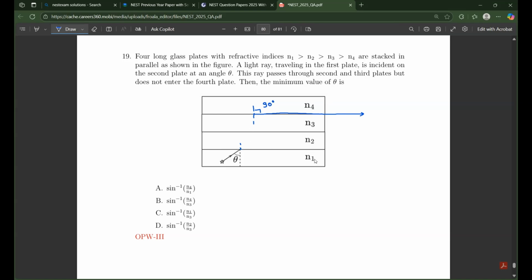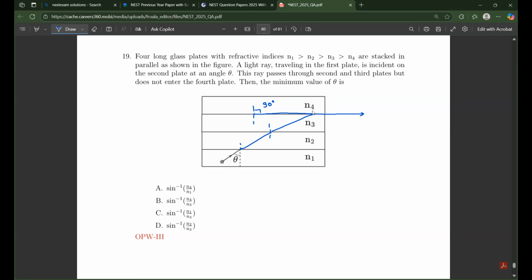Now we are given that n1 is greater than n2, then n3, then n4. Okay, n1 has the highest refractive index. So we are moving from high to low refractive index. If we move from high refractive index to low refractive index, the deviation is away from the normal. So it is like this. The light ray will move somewhat away from the normal like this, and for n3, this light ray will further move away from the normal.